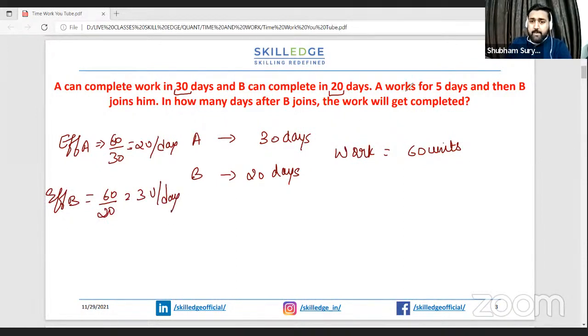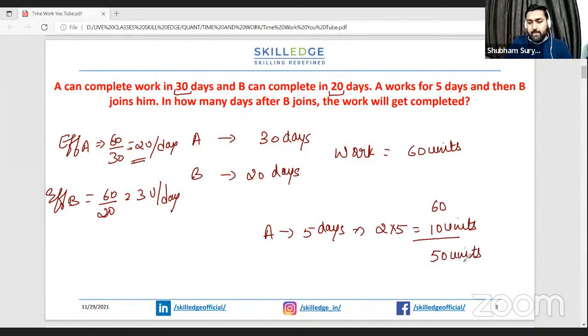Now, what happens later? A works for 5 days and then B joins. So initially, only person A is working, guys. A completes 2 units of work every day, and A works for 5 days. So in these 5 days, he would have completed 2 into 5, which is equal to 10 units of work. The people were supposed to complete 60 units of work. A alone has completed 10 units of work. It means 50 units of work is still remaining that needs to be completed, guys.